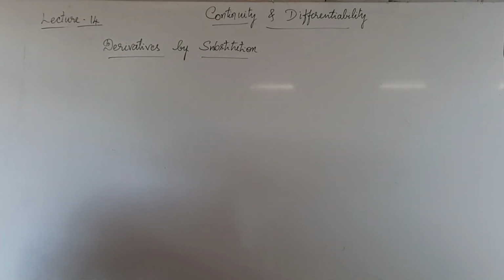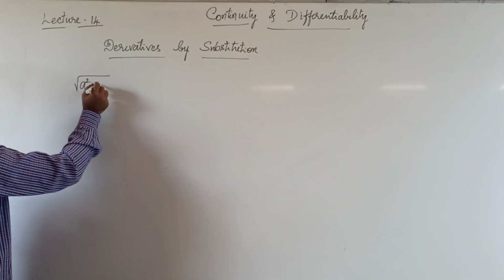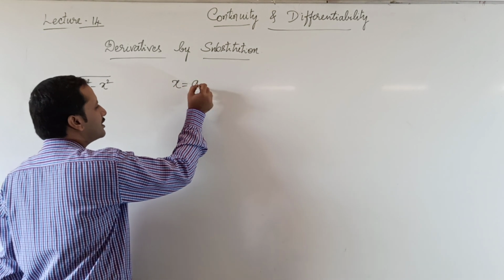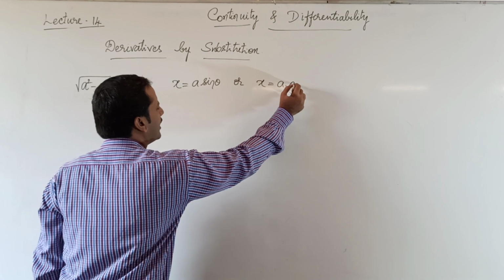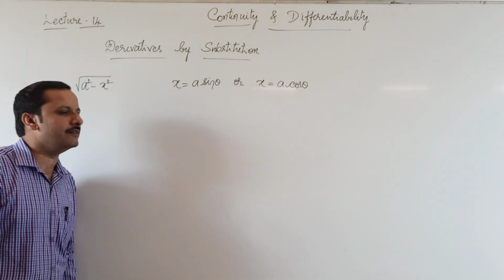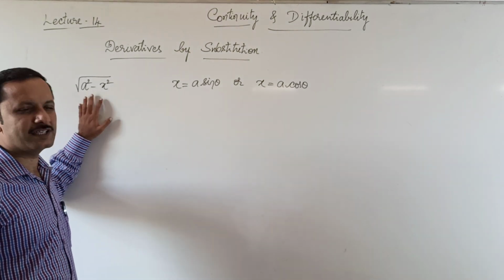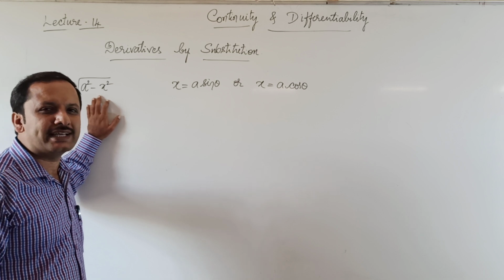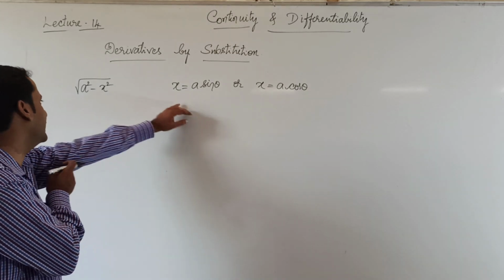Say, in an expression, whenever we see root of a square minus x square, the natural substitution is either x equal to a sin theta or x equal to a cos theta, which we have seen in our earlier chapter also. During inverse trigonometric functions also we have seen, whenever we want to simplify an expression and it contains root a square minus x square, then put x equal to a sin theta or x equal to a cos theta.